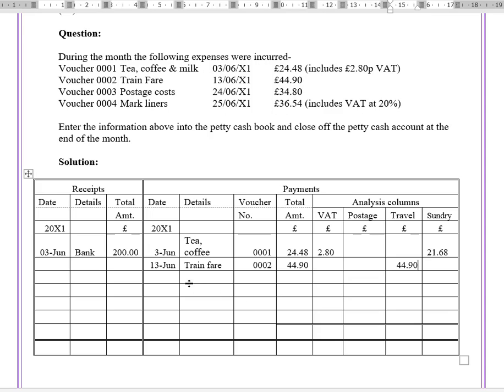And we want to do the same thing for the other two items. Just remembering, put in the date you spent your money. You put in what did you spend money on.